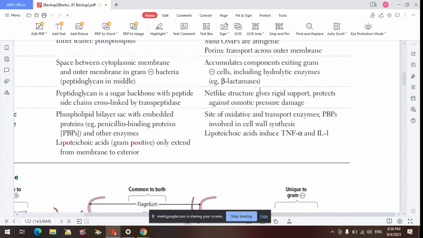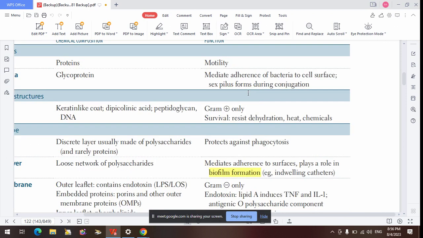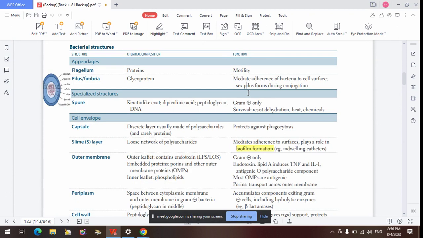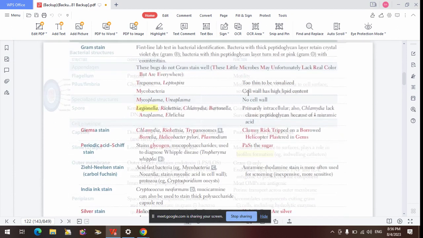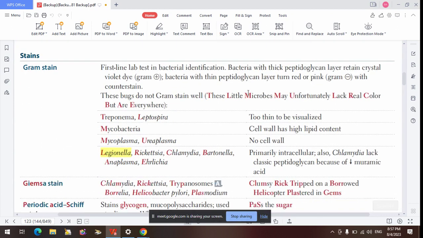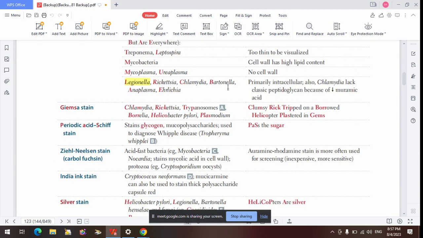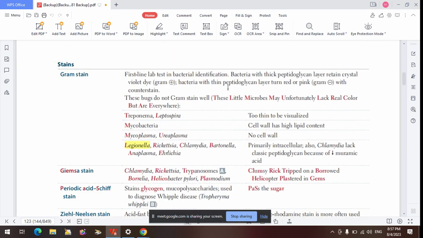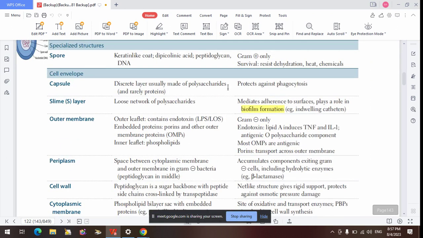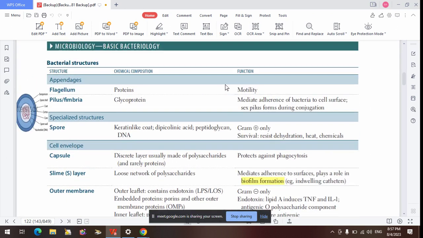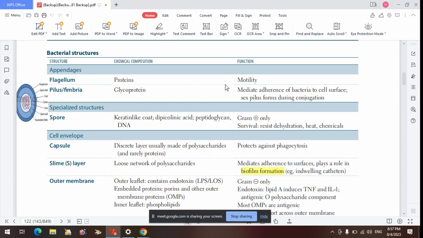So let's just run through them. Should I just move on or should I go through them once more? I know it's not easy for us. Once more, please. Please go through it once more. Thank you. So should we start from up to down, the appendages downwards, or should we start from the cell envelope only?